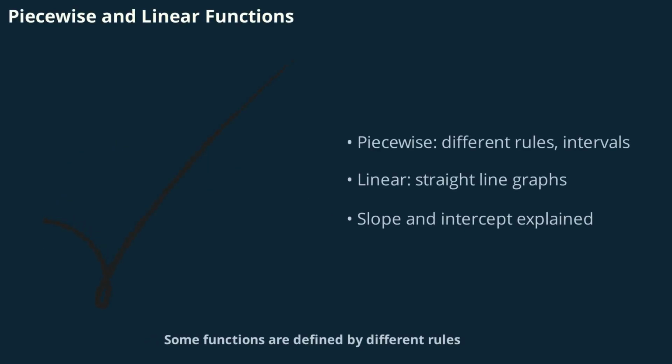Functions can be defined by different rules on different intervals. These are called piecewise functions. For example, g(x) might be 2x for x < 0 and x² for x greater than or equal to 0. Linear functions like f(x) equals mx plus n have graphs that are straight lines. The slope m tells us how steep the line is, and n is the y-intercept. These basic types of functions set the stage for more complex behaviors in calculus.